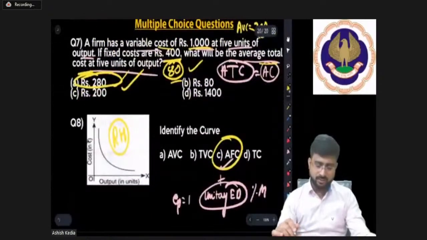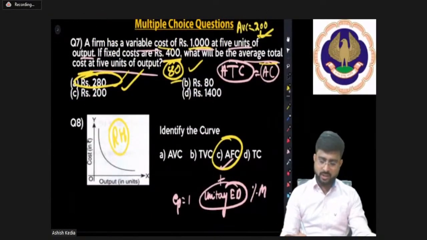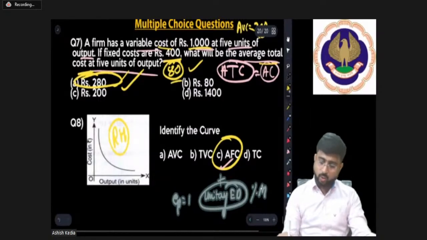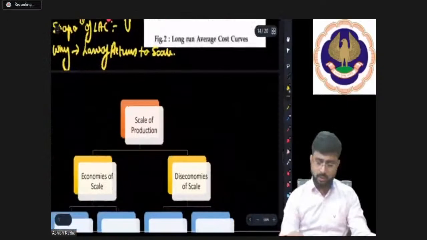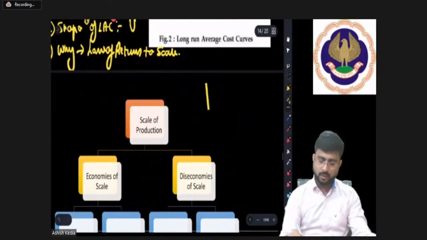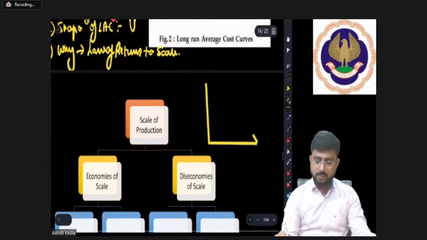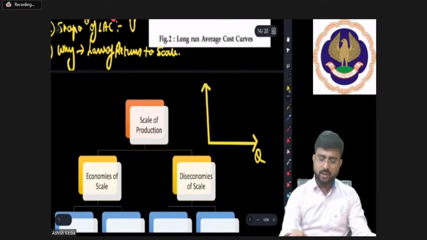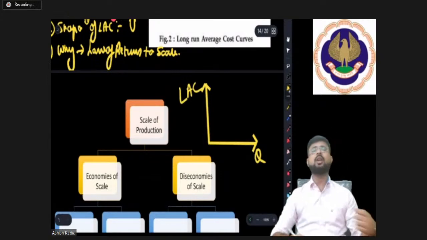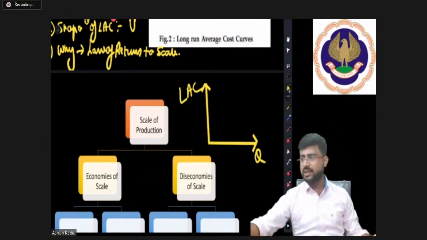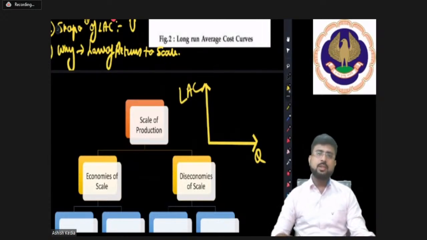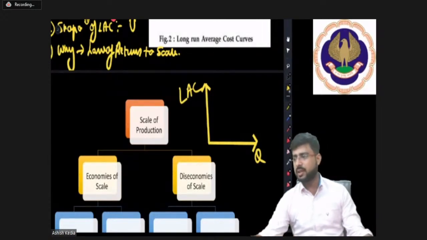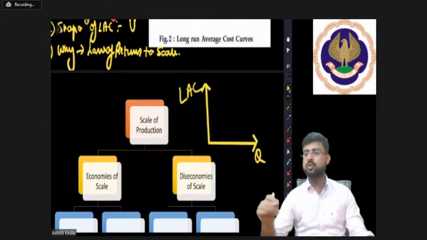So my lovely friends, here I come with an explanation for you all. I am showing you how to draw the LAC curve. This is the quantity axis and this is the average cost axis in the long run, right? Now, it is short run average cost curves that we are making.